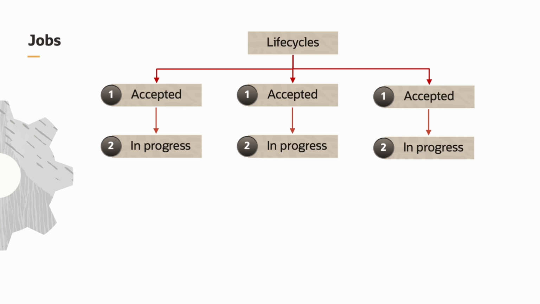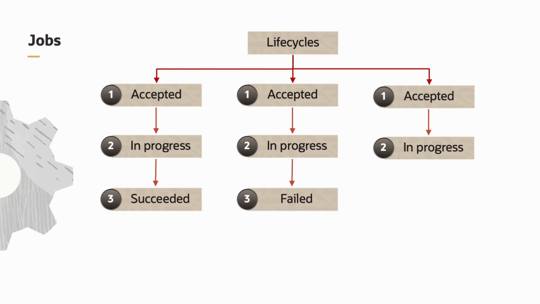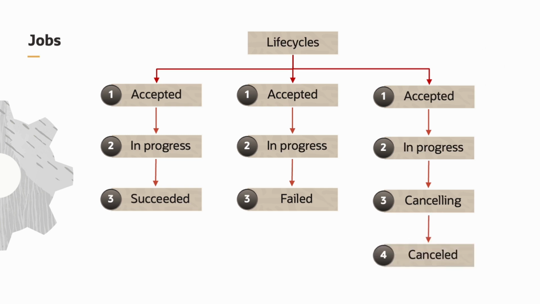At the end of the journey, if the job completed successfully, it succeeded. If the job did not complete successfully, it failed. If the job is in the process of being cancelled, it will be cancelling as operations are being terminated, to finally change to cancelled. Each job progresses through these stages, allowing you to track its status and manage your infrastructure operations efficiently.